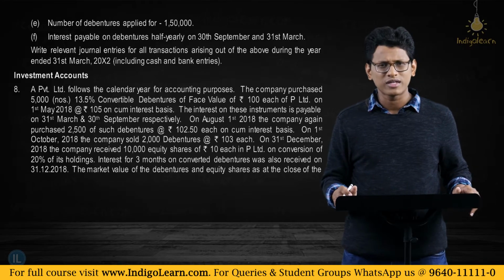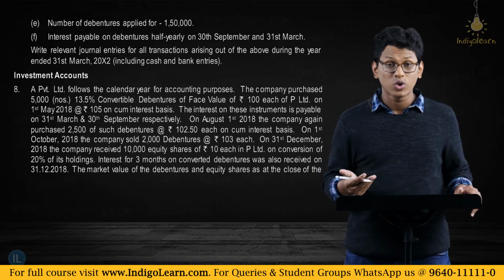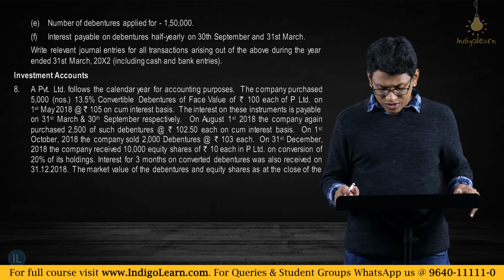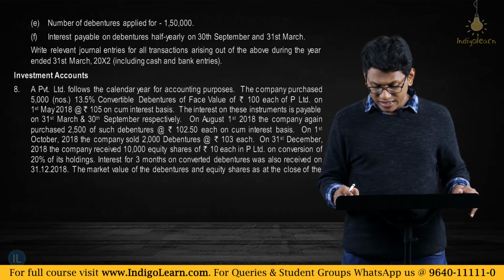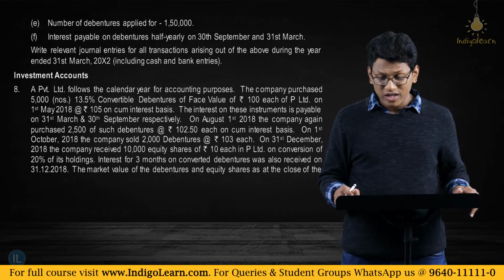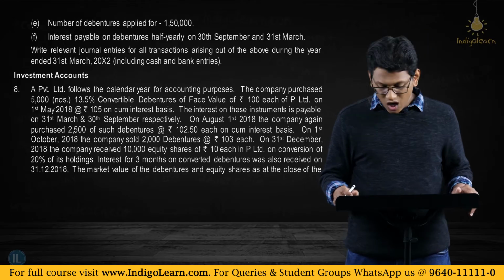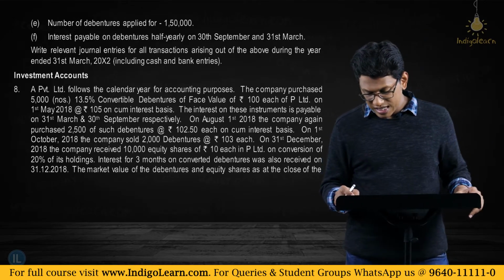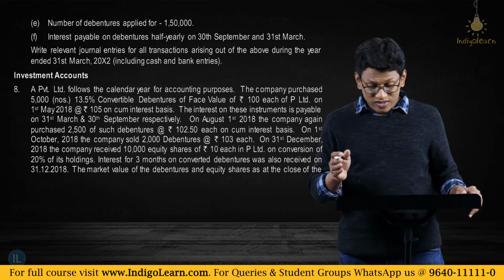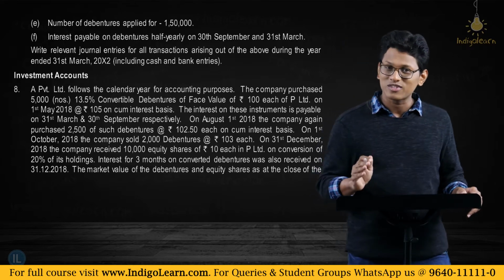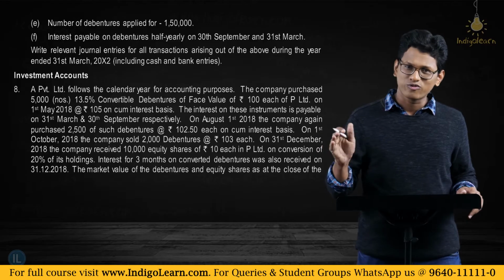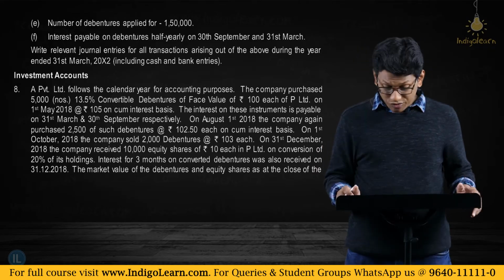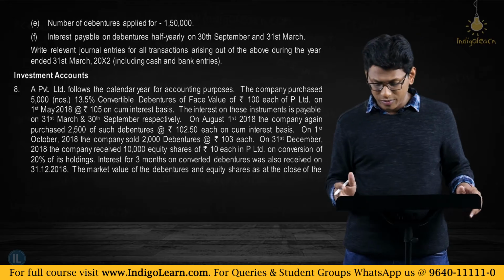August 1st means how many months? April, May, June, July, 4 more months, okay? 4 months of interest accrued, purchased 2,500 of such debentures at 102.5 each on cum interest basis. On 1st October 2018, the company sold 2,000 debentures at 103. When was interest paid? On 30th of September. So, interest full amount already collected. So, on 1st of October we sold off 2,000 debentures.